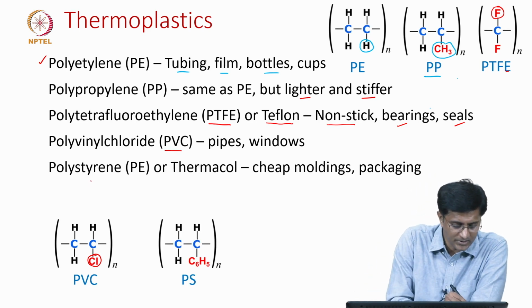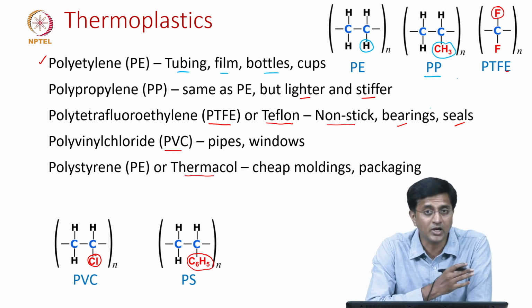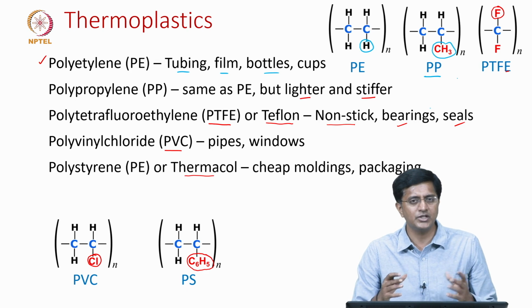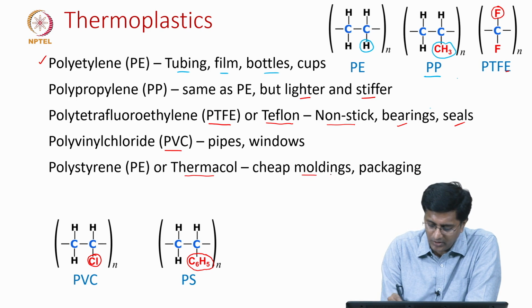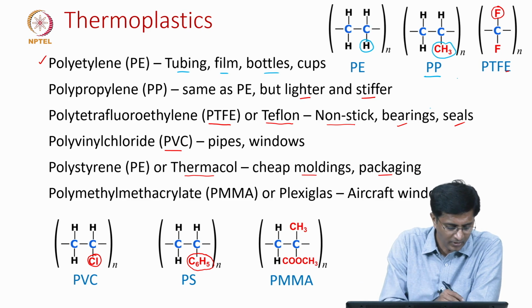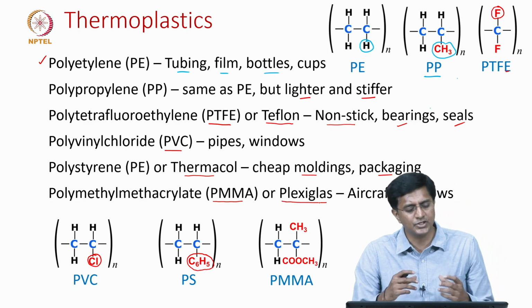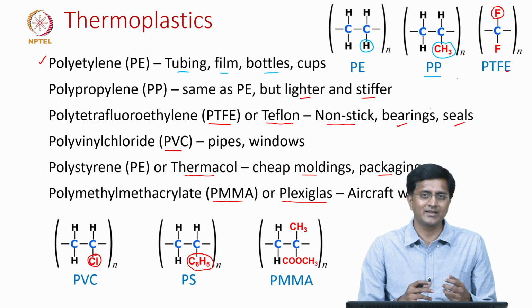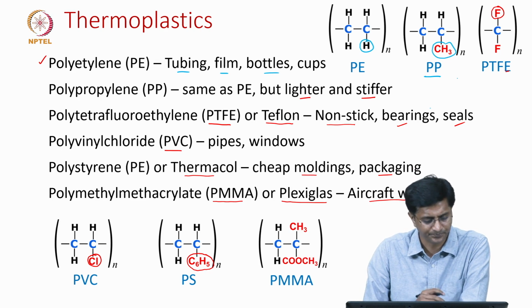Next we look at polystyrene. In the chemical formula we have replaced the hydrogen atom with C6H5, and the commercial name for this is thermocol, which we have seen used in packaging. So polystyrene has applications in cheap moldings and packaging. Finally, we look at polymethyl methacrylate, in short PMMA. Its commercial name is plexiglass. This is a strong polymer which is like glass, so it is used in aircraft windows and many other applications.